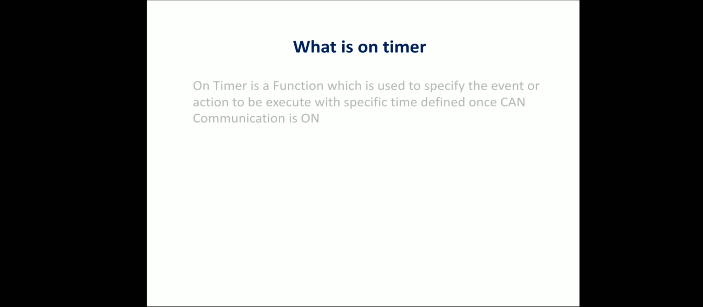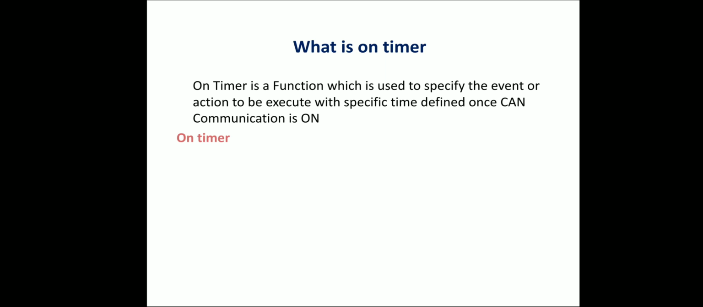What is on timer? On timer is a function which is used to specify the event or action to be executed at a specific time defined, once CAN communication is on. So whenever the CAN communication is on, whatever you have declared inside the on timer block or timer function will be executed with respect to the specific time.